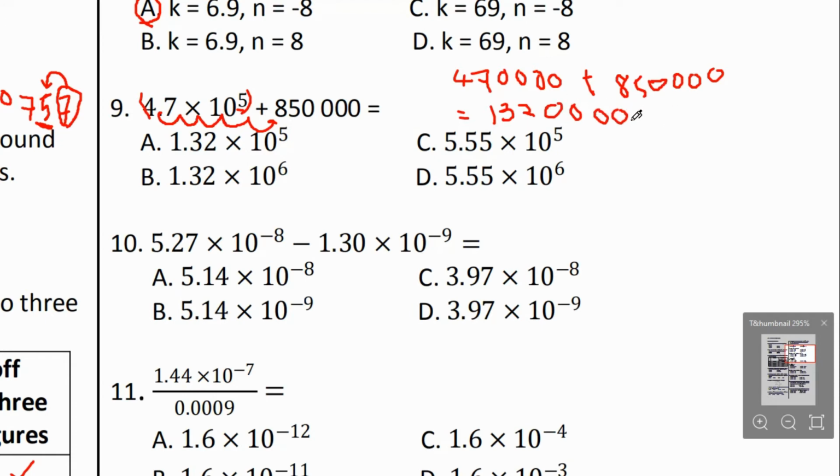Then we change this back to standard form. Okay, the decimal is at the back here. 1, 2, 3, 4, 5, 6. The answer will be 1.32 times 10 to the power of 6. So the answer is B.